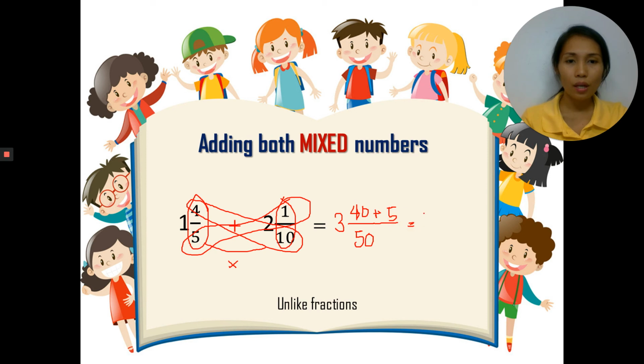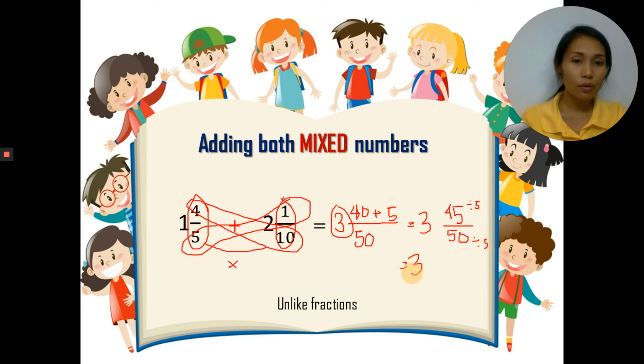Okay, let's see if we got the correct answer here. Copy the whole number 3, and then 40 plus 5 equals 45. Denominator, copy the denominator, 50. Now, is that the final answer? Yes, it's an improper fraction, but it's not yet in the lowest term. Why? Because we can still divide this by 5, right? We can use factor 5 in 45 and 50. So let's see.